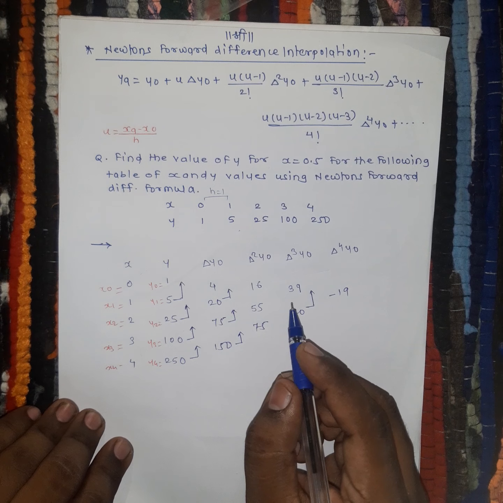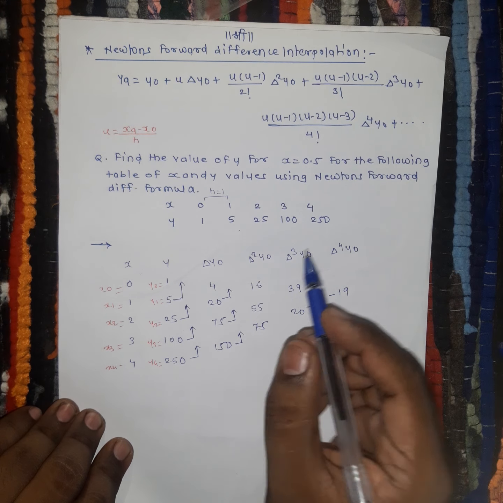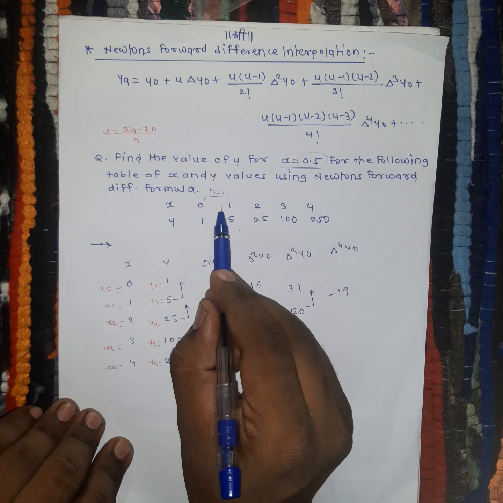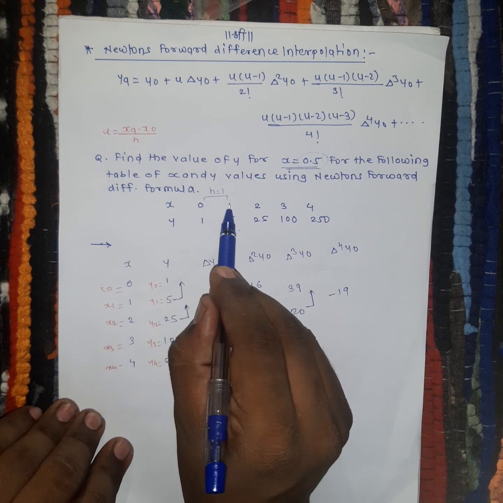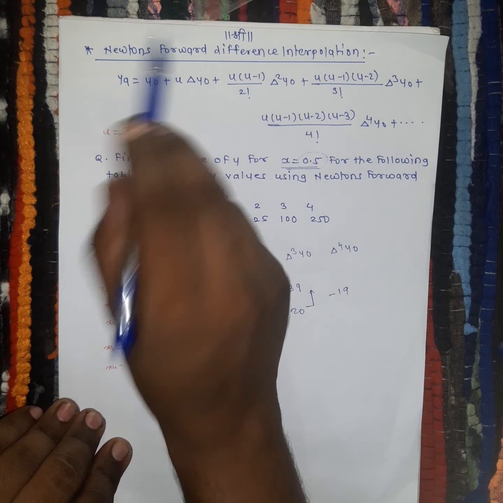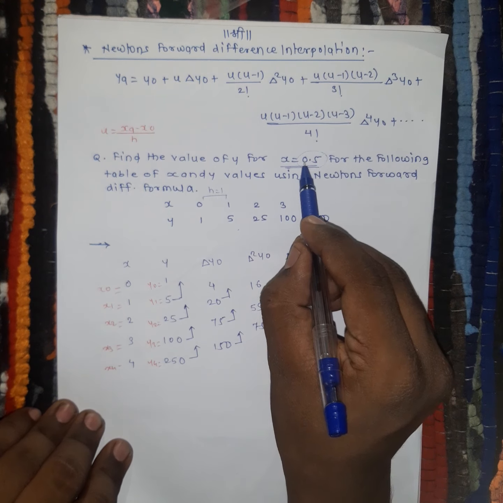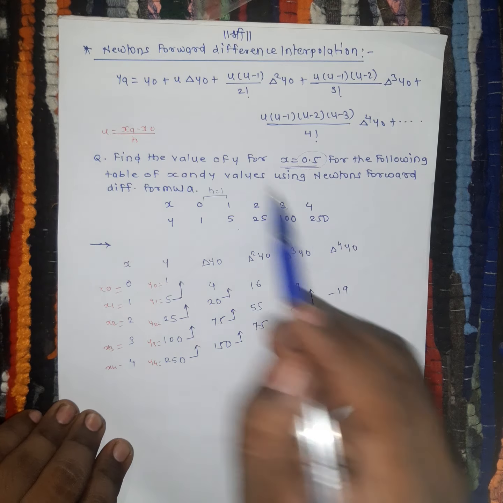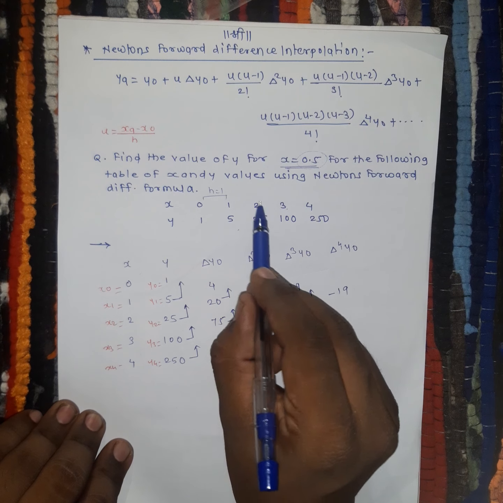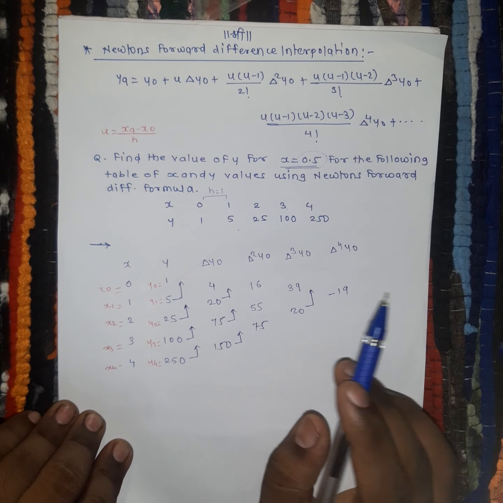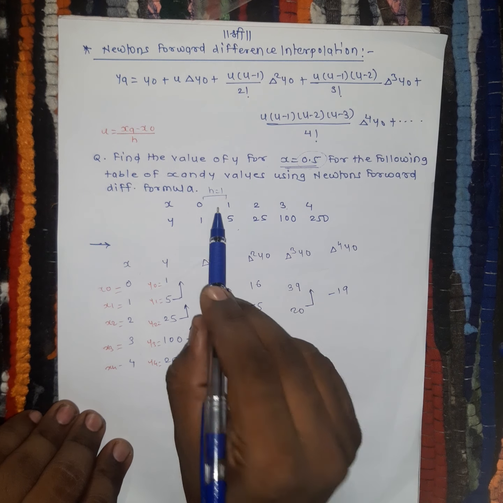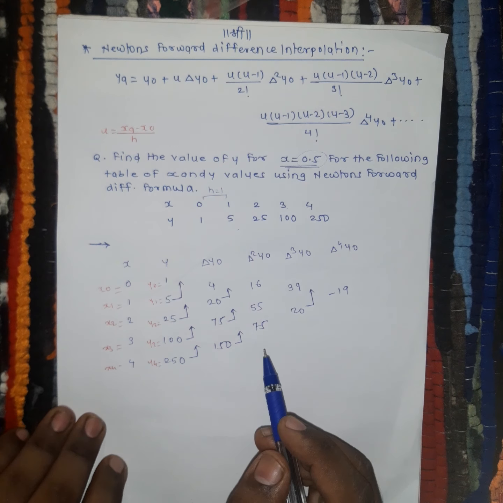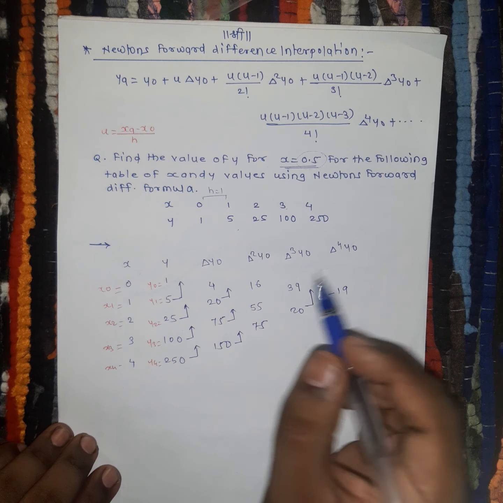Now we have to calculate the value at the point x equal to 0.5. In this table, 0.5 is near the starting values, that is, in between 0 and 1. Hence we will use Newton's forward difference interpolation. If instead of 0.5 the value were 3.5, then we would have to use Newton's backward difference interpolation. And if the value is in the middle, then we can use either method. As this value is at the start, between 0 and 1, we will use Newton's forward difference interpolation.